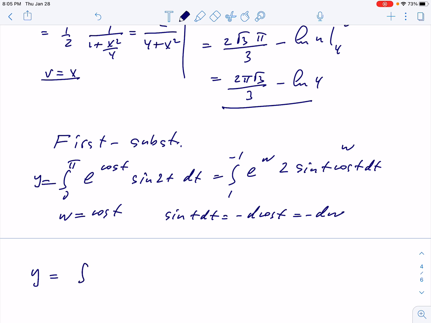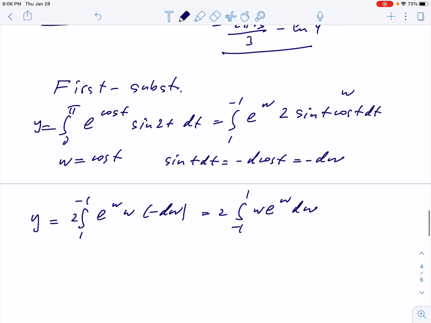I shall rewrite what I have, from 1 to negative 1, e^w, and here 2 outside, sine t dt was negative dw, cosine is w, and here negative dw. I shall use the negative sign to switch the limits. So this becomes 2 from negative 1 to 1, w e^w dw. And this was one of the first integrals which we did.